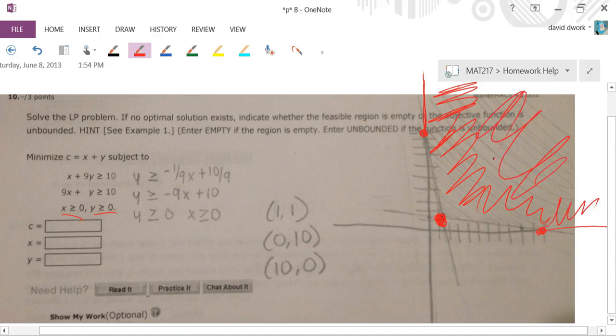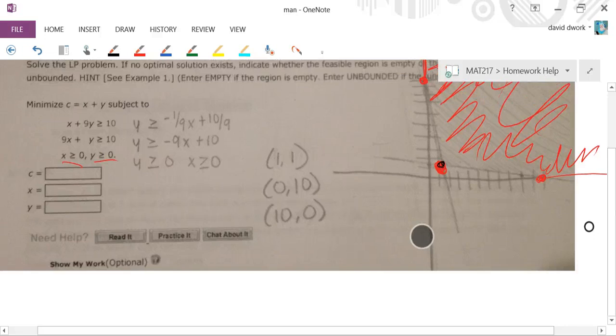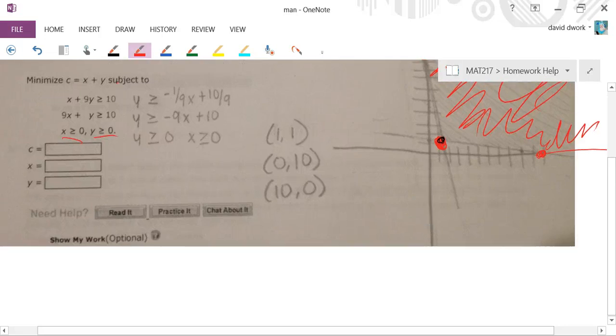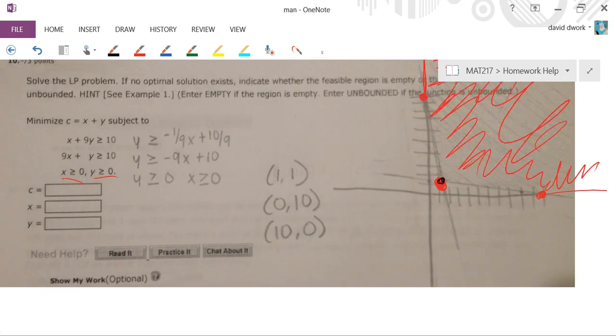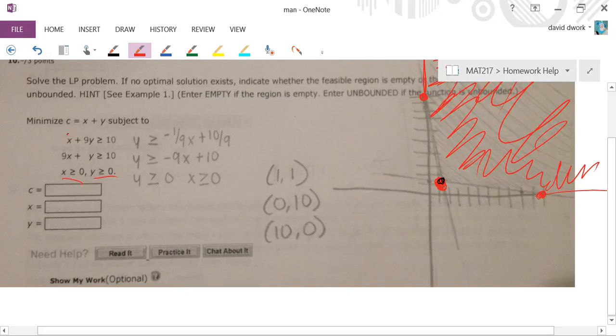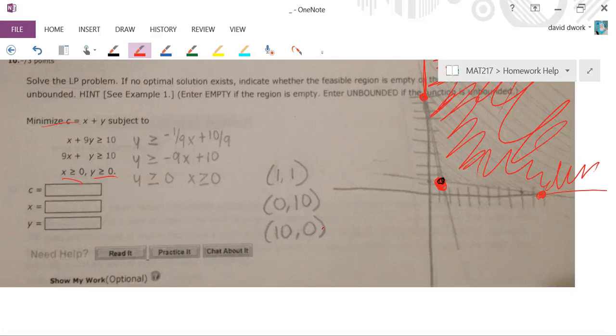So we need to check 3 points. We need to check the point where these meet. We need to check the point wherever that value is, and that point wherever that value is. And then we're going to take each of those 3 points and substitute them into this function. So making the assumption that 1, 1 is where these two graphs meet, and one of them has a y-intercept at 10 and an x-intercept at 10, we just have to test the 3 points. And keep in mind that the goal is to have the minimum c. Whichever of these 3 points, when we substitute in the x and y value, gives us the smallest c value, that's our winner.